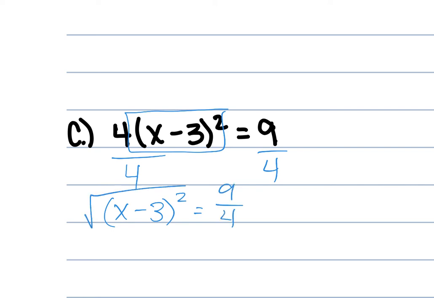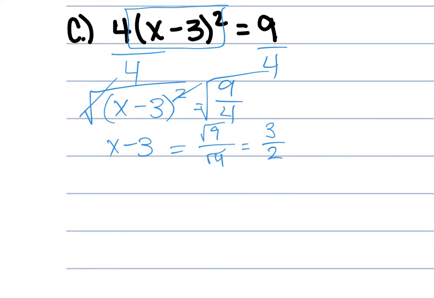We would take the square root of both sides because we've isolated it. We've got x minus 3 equals the square root of 9 over the square root of 4. This is now 3 over 2. Don't forget your plus or minus. So we've got x minus 3 equals a positive and a negative 3 over 2.